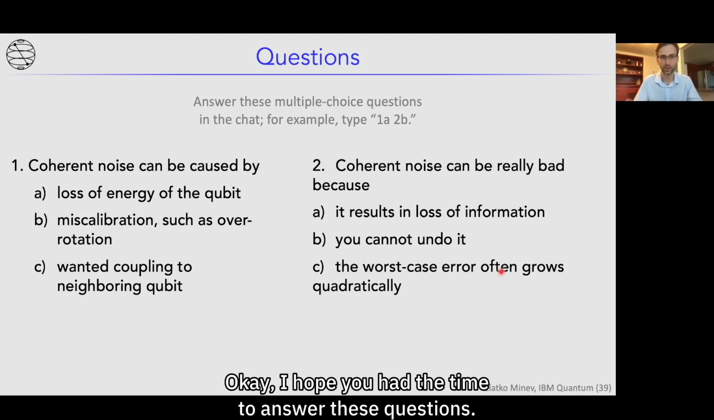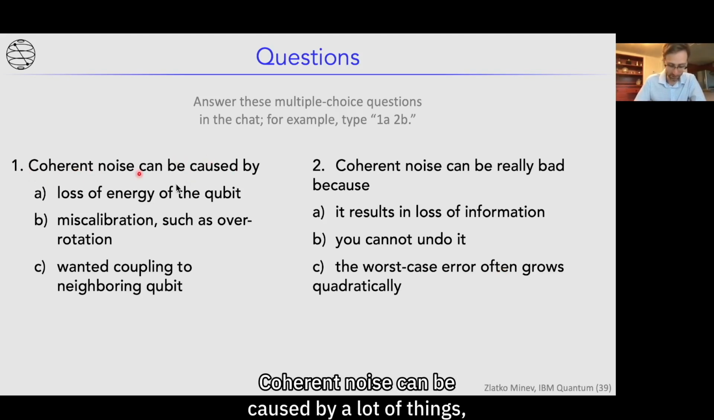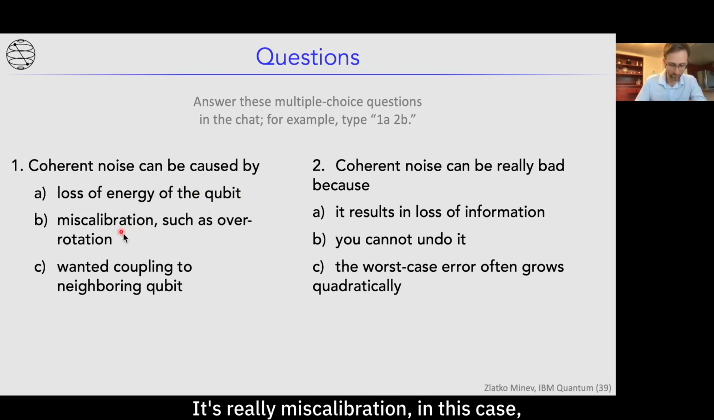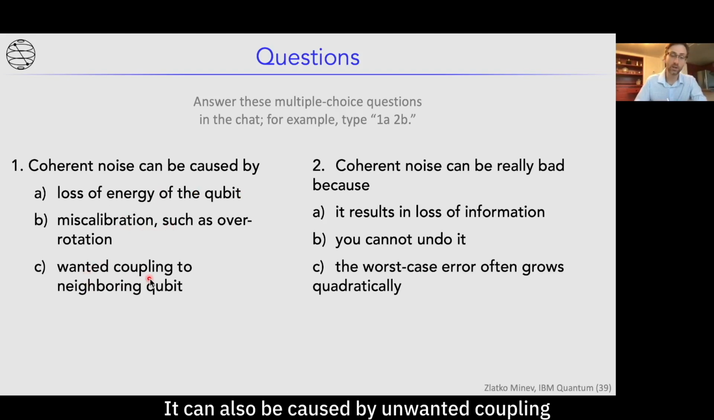Okay, I hope you had the time to answer these questions. If not, here are the answers. Coherent noise can be caused by a lot of things, but in particular here, it's not the loss of energy, that will be incoherent noise. It's really miscalibration in this case, such as over-rotation, which is the example we covered. It can also be caused by unwanted coupling to neighboring qubits. Here, the tricky question was that I specified wanted coupling.